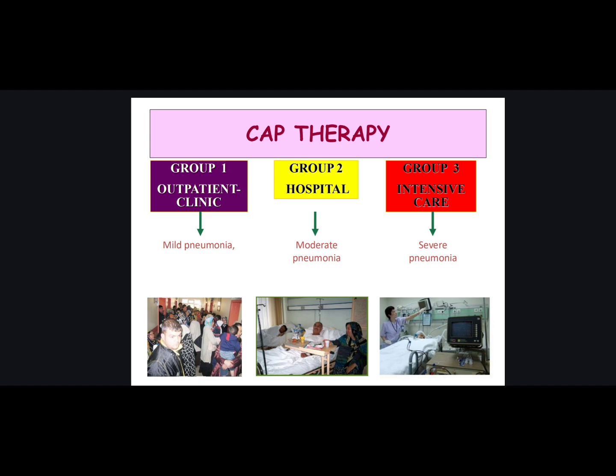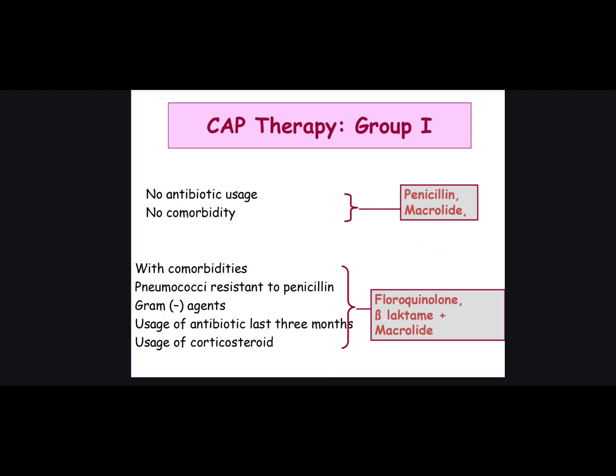Because it dramatically increases the risk that the bacteria causing the pneumonia might be resistant to standard antibiotics, especially pneumococcus being resistant to penicillin. That possibility alone might mean they need hospital observation and stronger drugs. Got it. So let's look at the treatment for groups 1 and 2. For Group 1 and the outpatients with mild CAP, what are the usual antibiotic choices?